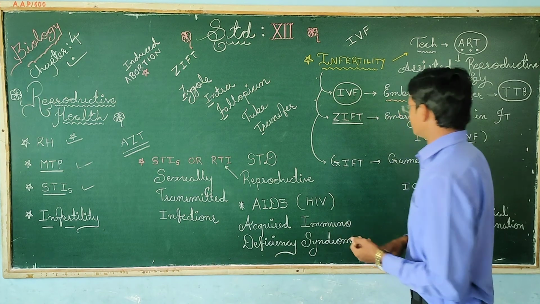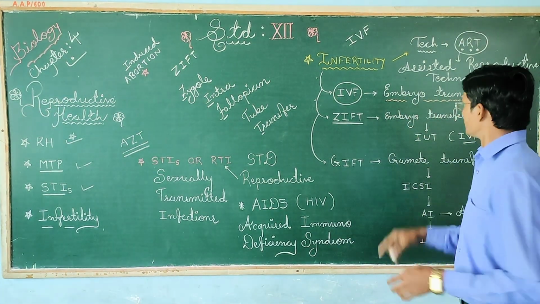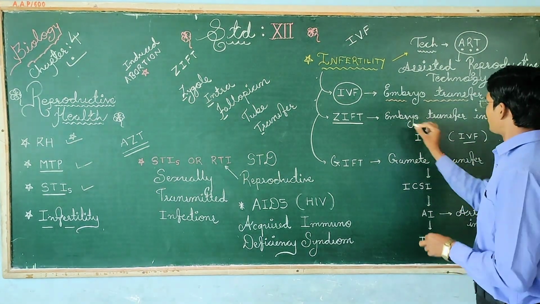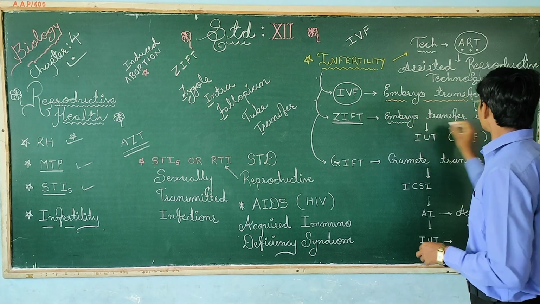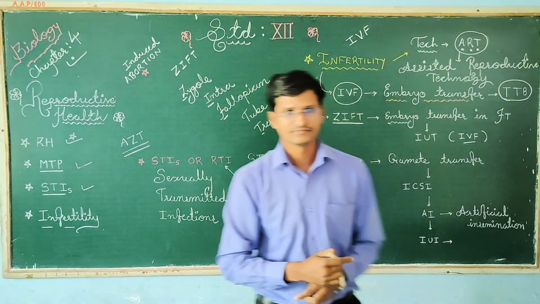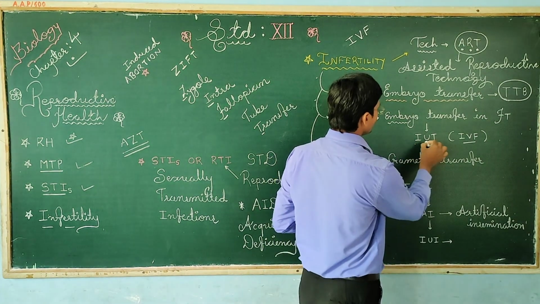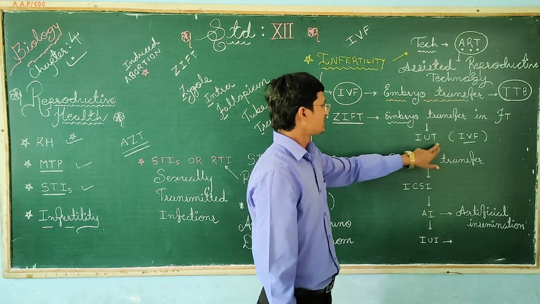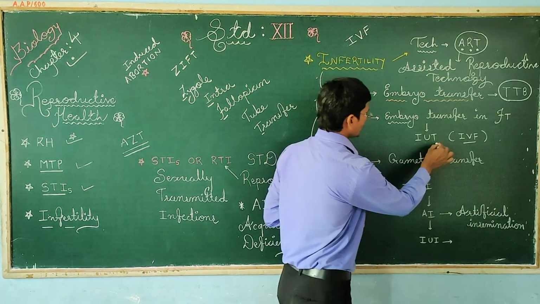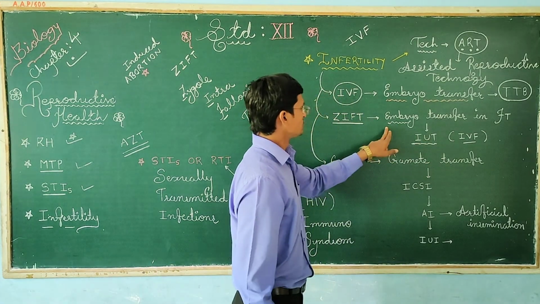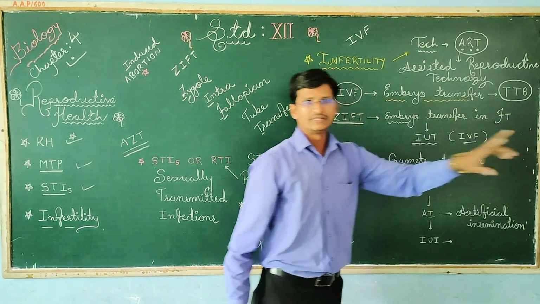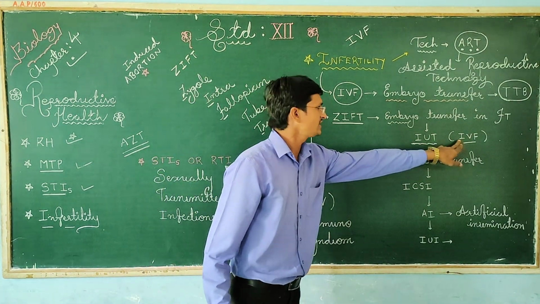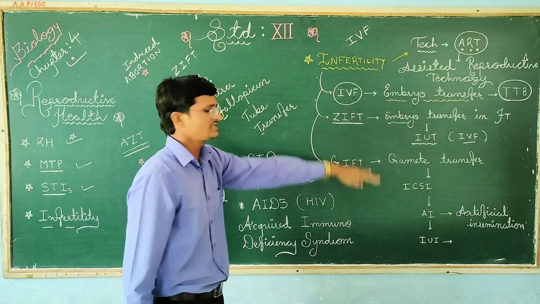In this method, what will be done? The embryo will be transferred into the fallopian tube of the woman. This whole process is in vitro fertilization.